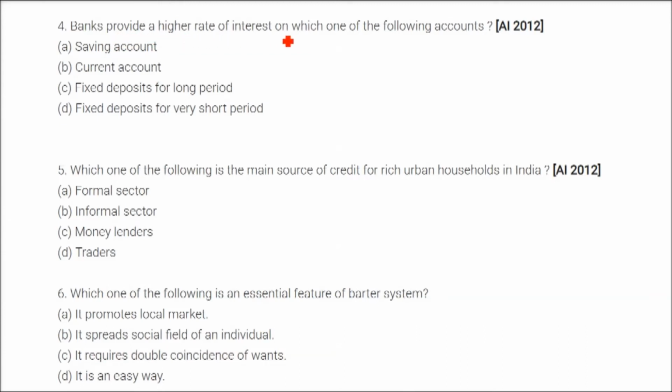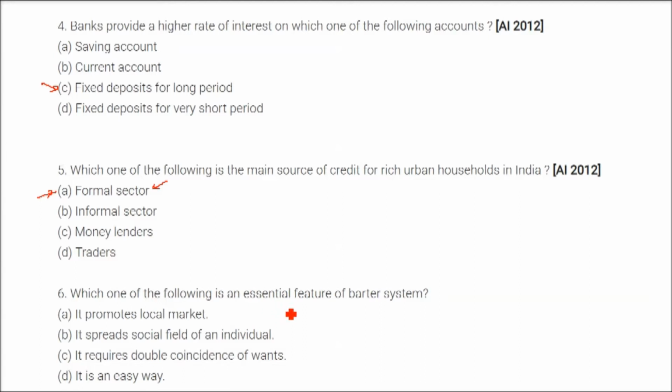Banks provide a higher rate of interest on which one of the following accounts? The answer is fixed deposits, FD, for long period. Which one of the following is the main source of credit for rich urban households in India? It's formal sector. The rich urban households are subjected to take the loans from the formal sector rather than the informal sector. That is, they take the loans from banks or cooperative society, mostly banks.